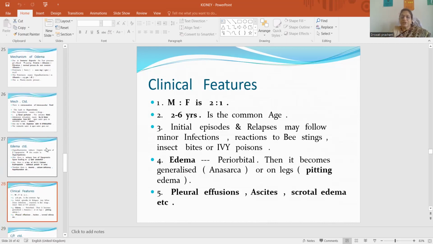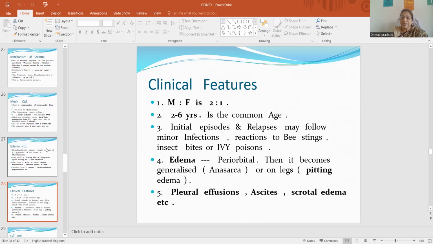The clinical features: usually we find that males are affected more than females, in a 2:1 ratio, and 2 to 6 years is the common age. If nephrotic syndrome occurs below the age of 2 years or above the age of 6 years, then it may not be a minimal change nephrotic syndrome. It may be steroid dependent or resistant. Initial episodes and relapses may follow minor infections. Reactions to bee stings, insect bites, or IV poisons are known to initiate the episodes.